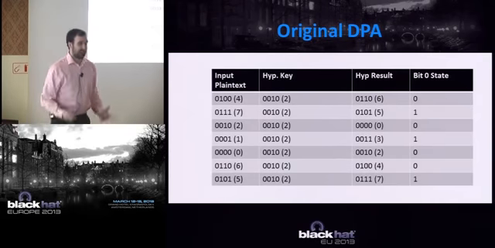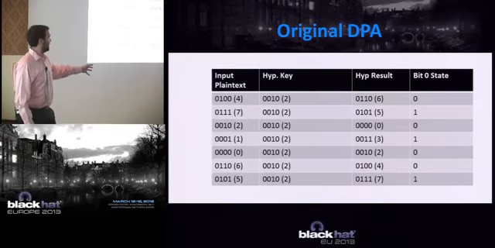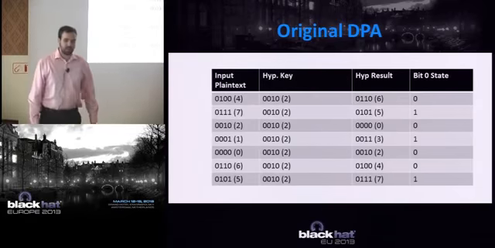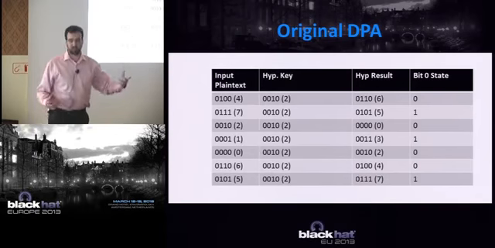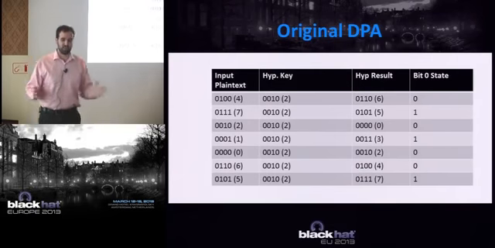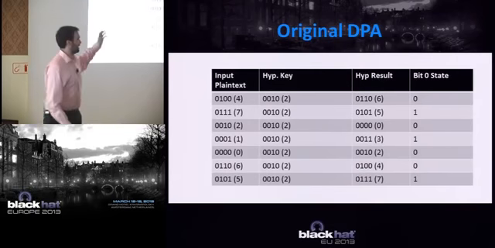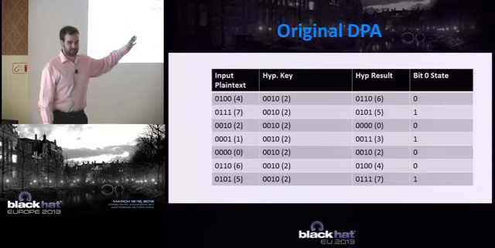I can also guess what the hypothetical key might be. There's 16 possibilities that key could be. So for each of those input plaintexts that I know, because I chose them randomly, I can say, well, if the key was 2, I'm going to try every guess. If the key was 2, if the key was 3, etc. The hypothetical result would be 6.